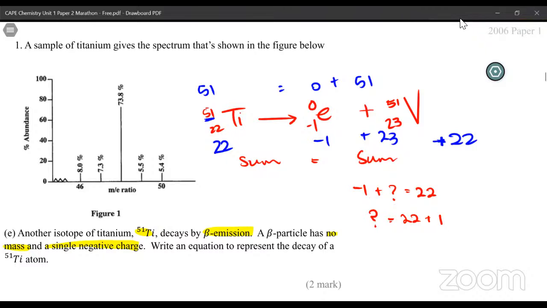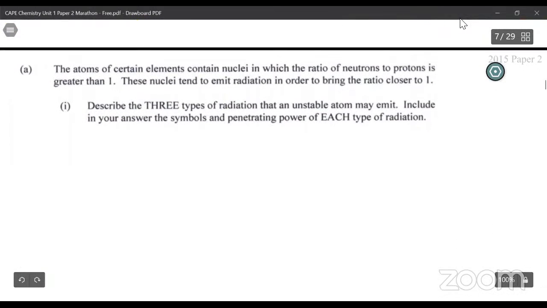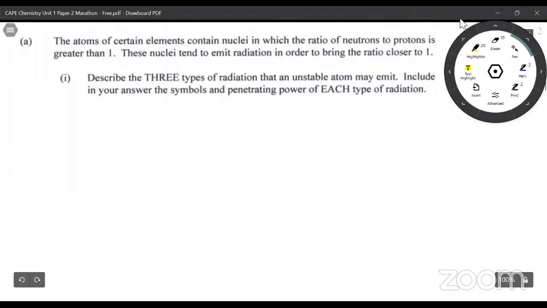All right, so I guess we can move on. So this says the atoms of certain elements contain nuclei in which the ratio of neutrons to protons is greater than 1. All right. So these nuclei tend to emit radiation in order to bring the ratio closer to 1. And I've said this in countless videos.